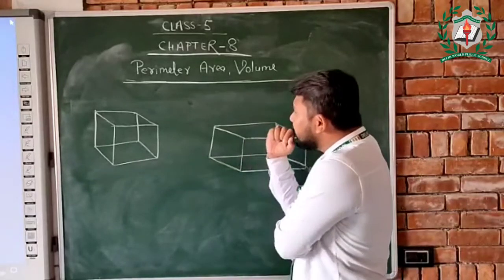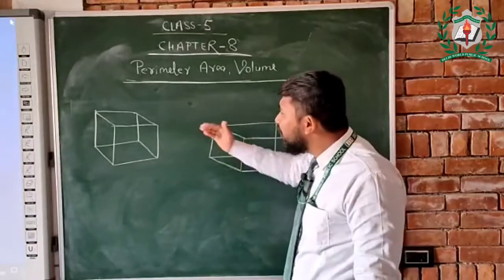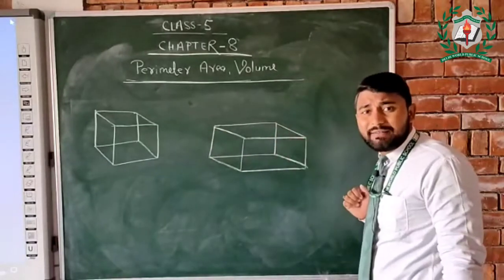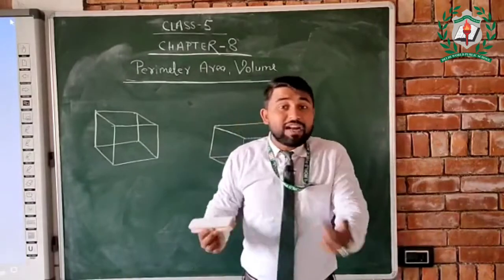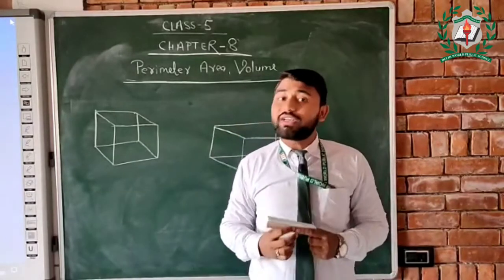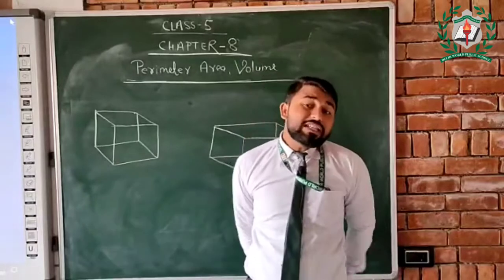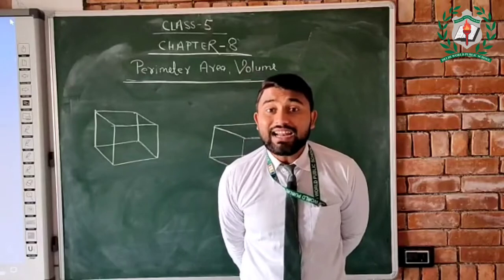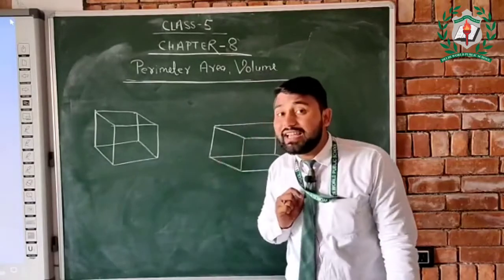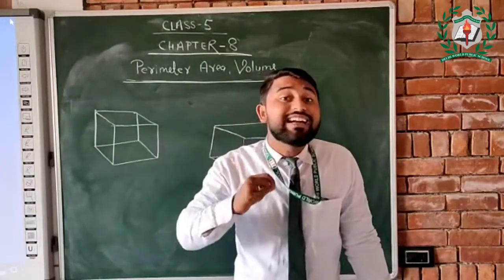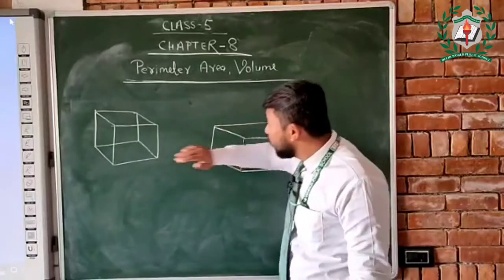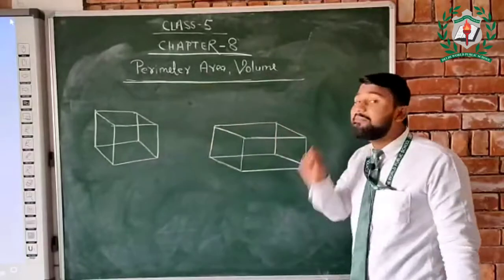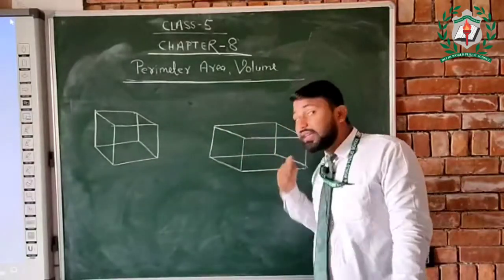Yes, sir. It is looking like a square. It is made up of a square and it is made up of a rectangle. And we know the definition of square and the definition of rectangle. What is the definition of square? All the sides are congruent. And the definition of rectangle is what? Opposite sides are congruent. So cube is made up of square and cuboid is made up of rectangle.